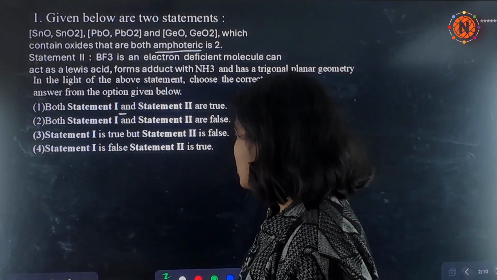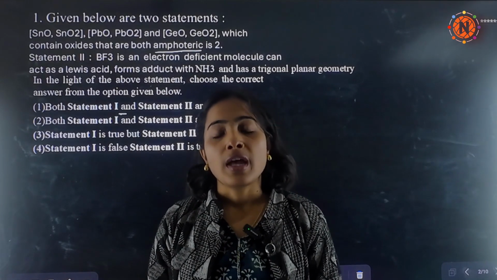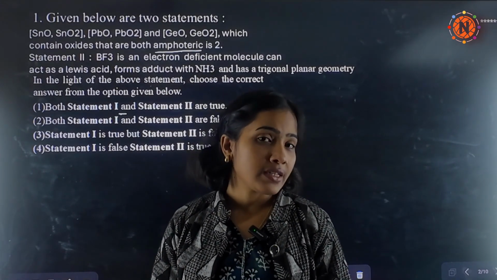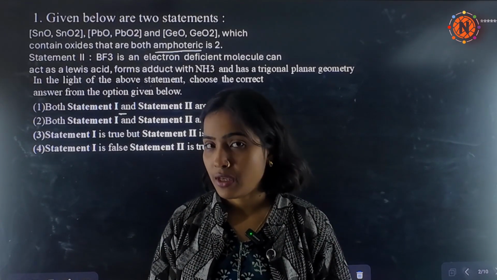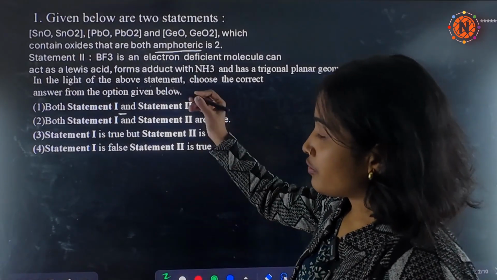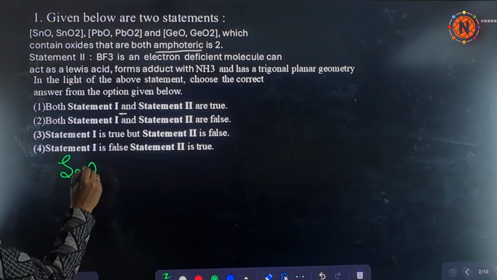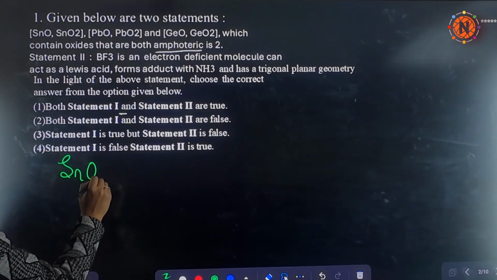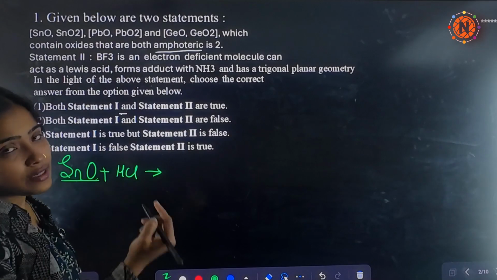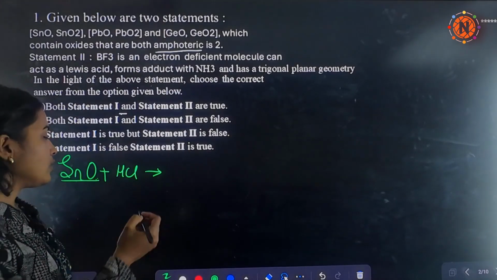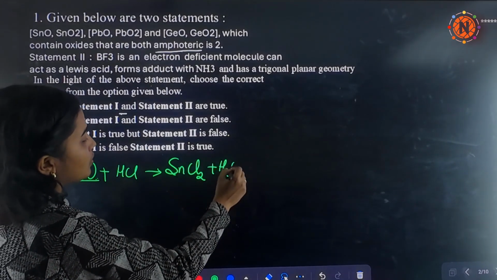Before solving, we have to know some basic concepts regarding this topic. What is amphoteric? Amphoteric substances are those whose oxides act like an acid and also like a base when they are treated with an acid and a base. If I see the very first one given to me, it is tin oxide. When tin oxide reacts with an acid, it behaves like a base, and we know when an acid and a base react with each other, they give us salt and water. So it will give you SnCl2 plus H2O, right?